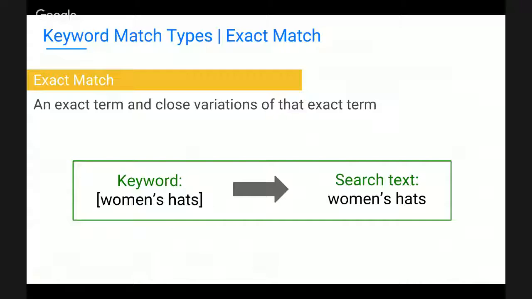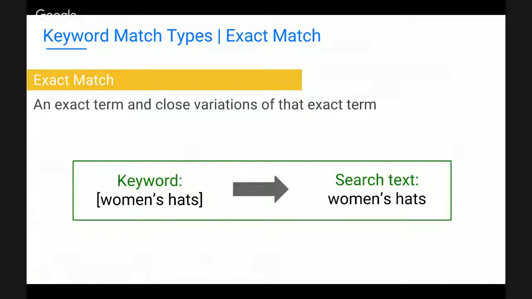And then finally, we have exact match keywords. As the name says, it will trigger your ad on Google if a query is exactly similar to your keyword. So a query like women's hats will only trigger an ad if someone goes to Google and types women's hats, then only will the keyword women's hats trigger an ad.